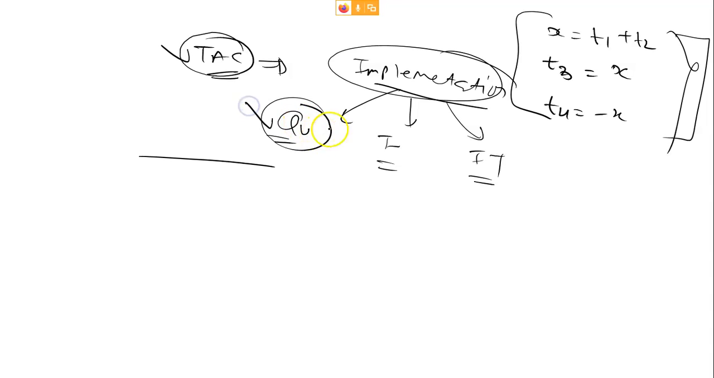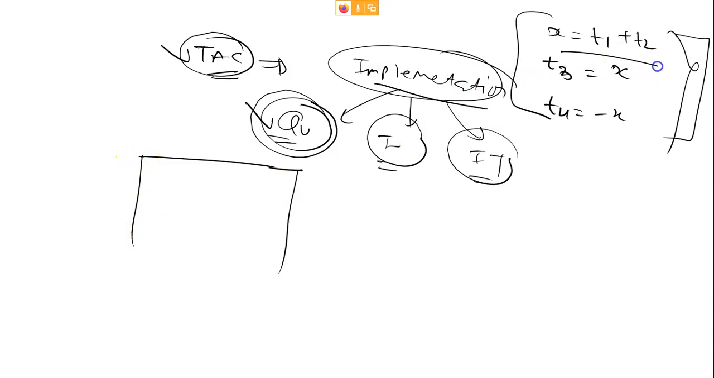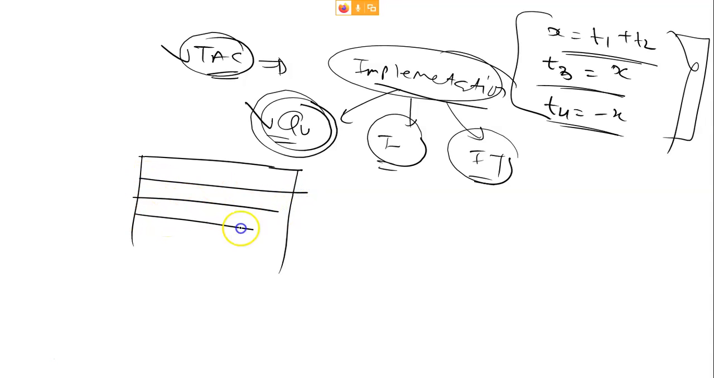So for that, one technique is quadruple, another technique is triple, another technique is indirect triple. In this quadruple, basically what you do, each three address instruction is treated as a record. You make a record, just like a database. In a database you have records, this is a record, this is a record, and you have some attributes. So just like the database is stored, similarly this quadruple also works. In all these things you have records and you have some fields.